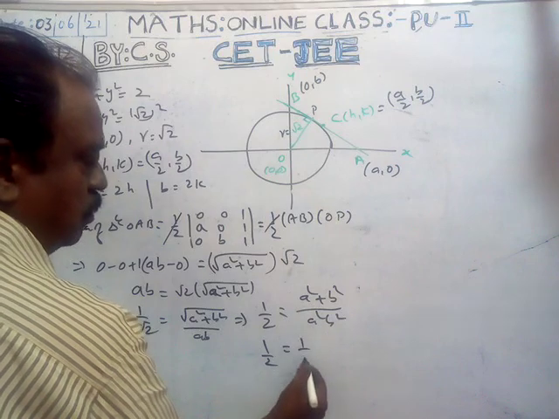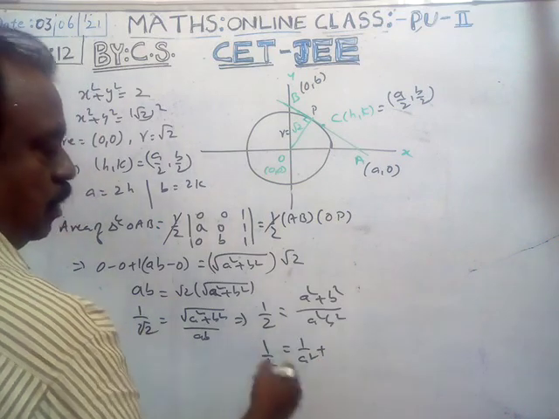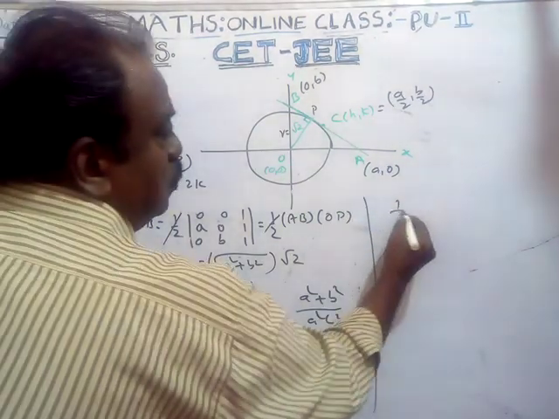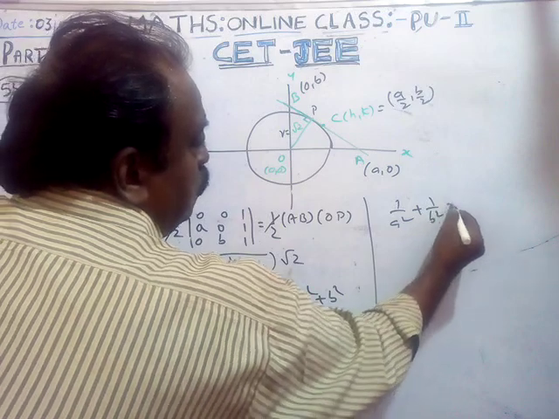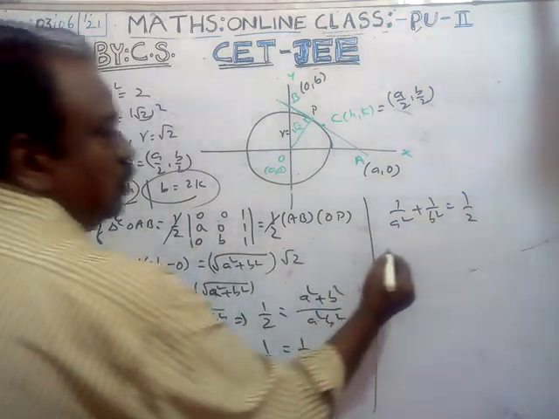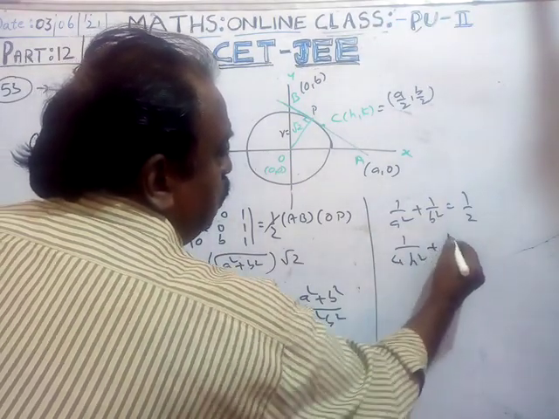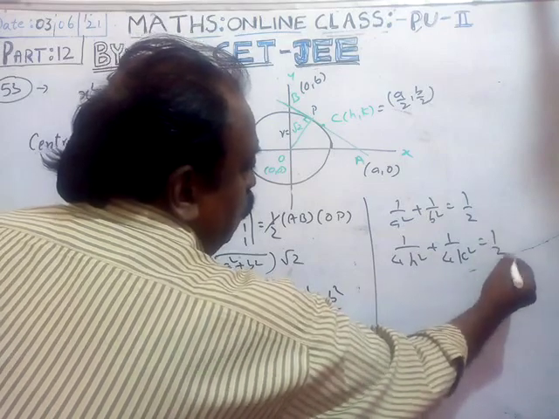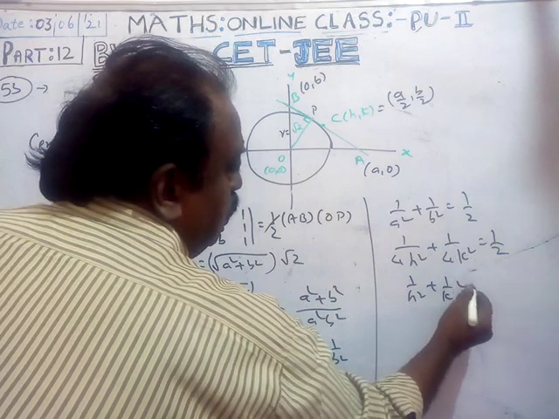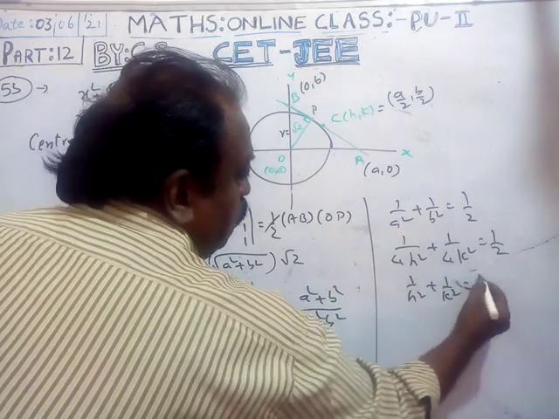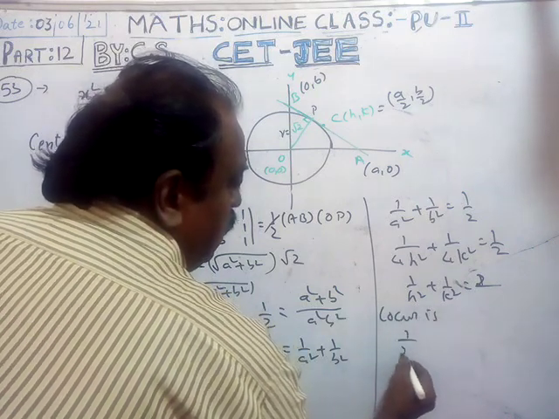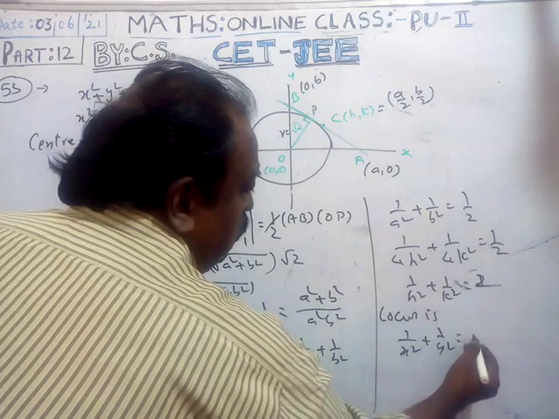Okay? And in one order I am writing 1 by A square plus 1 by B square. So at last we get 1 by A square plus 1 by B square is equal to 1 by 2. What is A? A is here, B is here. So it is 4h square plus 1 by 4k square is equal to 1 by 2. That 4 goes there, it is 1 by h square plus 1 by k square is equal to 4 by 2, means it is 2 only. Now the locus is 1 by x square plus 1 by y square is equal to 2.